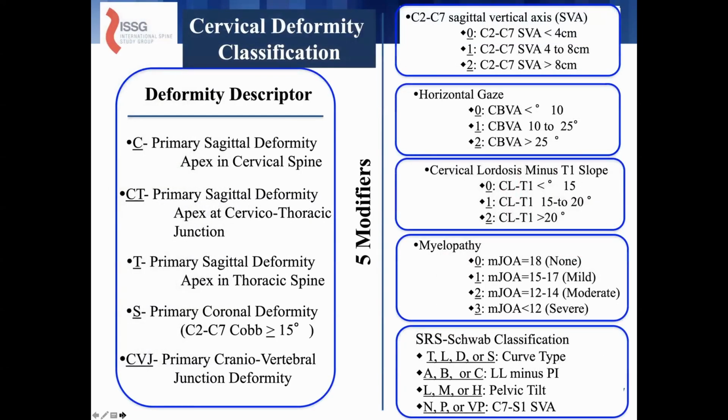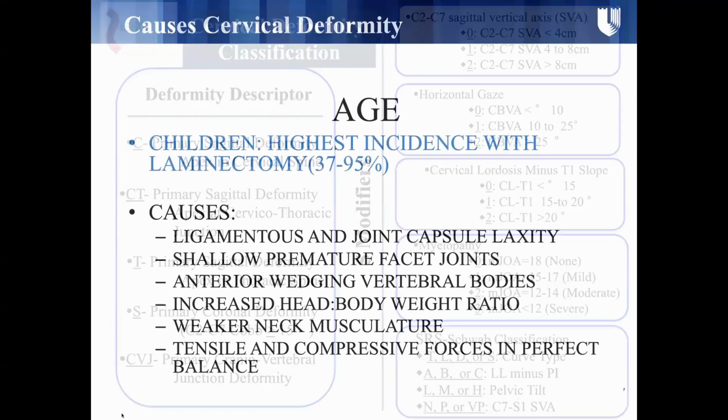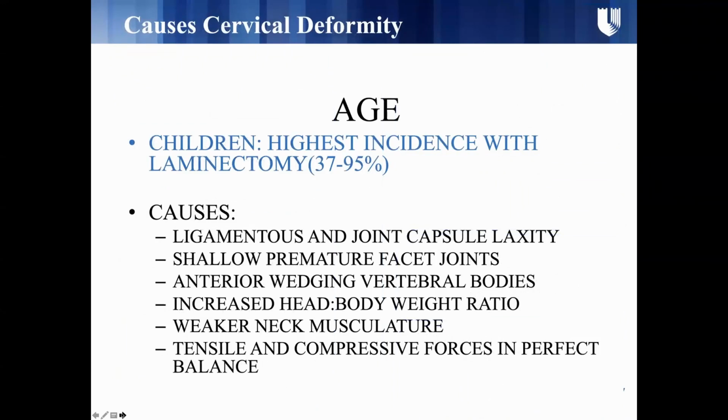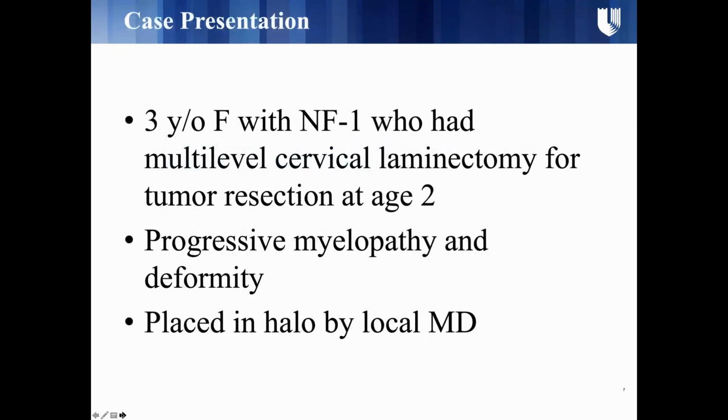Now, Chris Ames did a wonderful job of identifying all the different factors associated with and classifying deformity. Now, when we're talking about causes of cervical deformity, the number one cause is the age of the patient. And what has been shown is that the younger the patient, the greater the impact of disrupting the posterior tension band. It has been shown that children under 6 years old have the highest incidence of the development of significant deformity, mostly cervical kyphosis with a laminectomy.